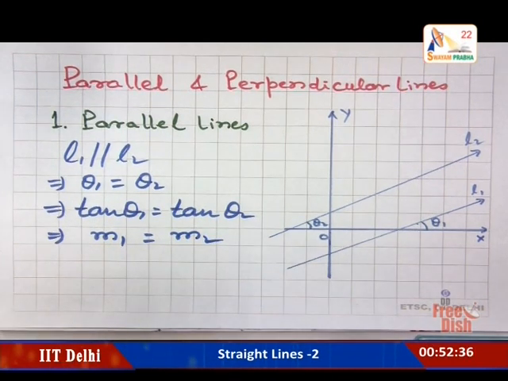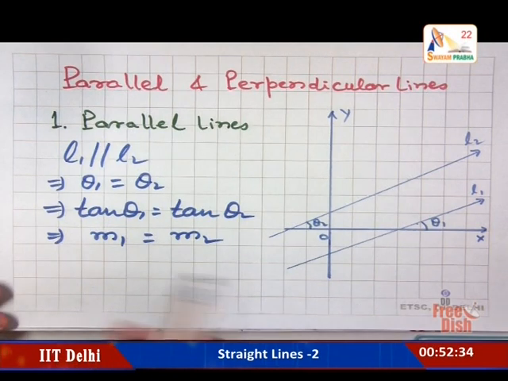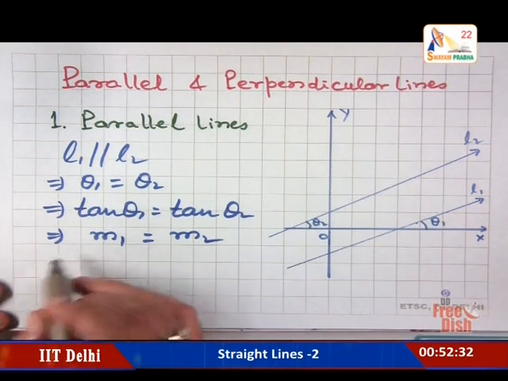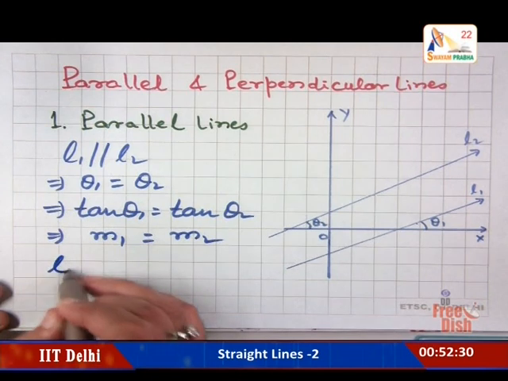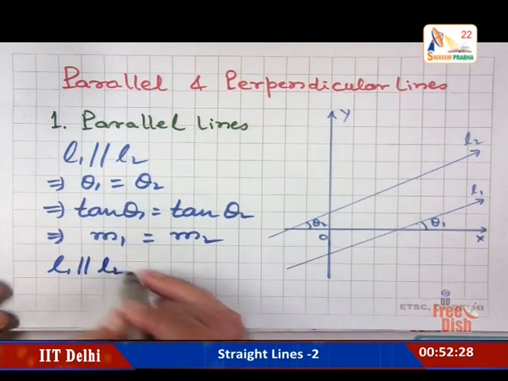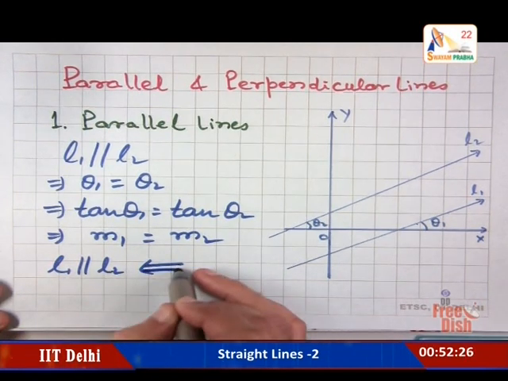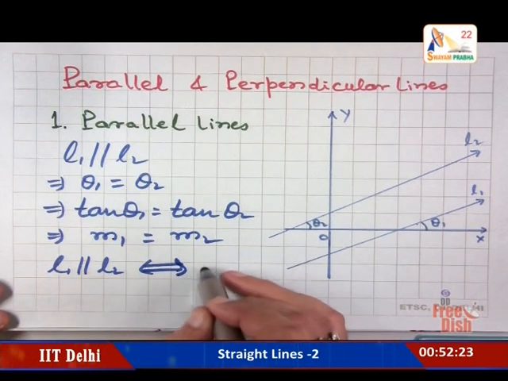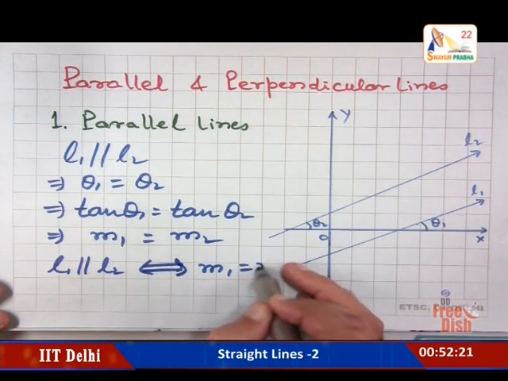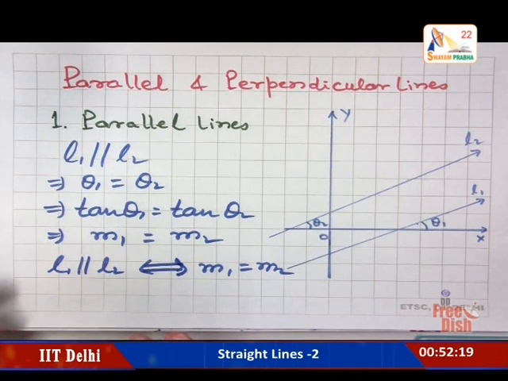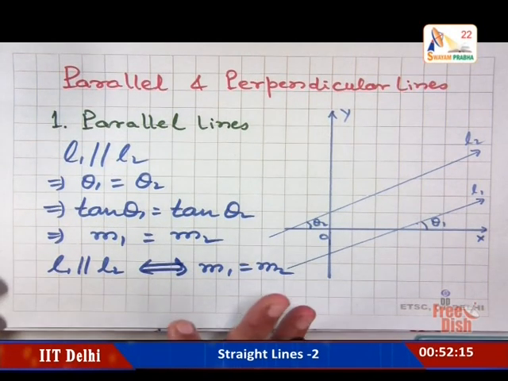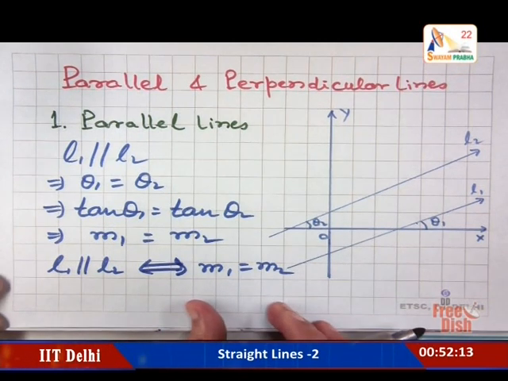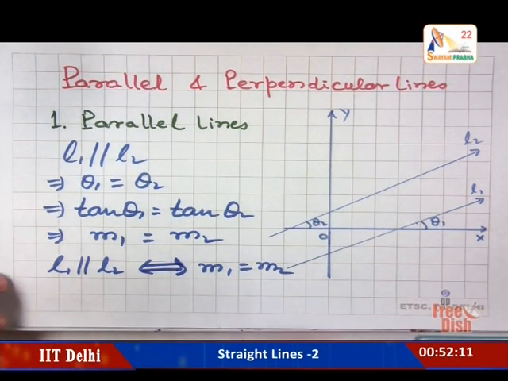So if two lines are parallel, then their slopes are equal. So it means L1 parallel to L2 implies M1 equal to M2. What does it mean? If line is parallel, then its slope is equal, and if slope is equal, then lines are parallel.